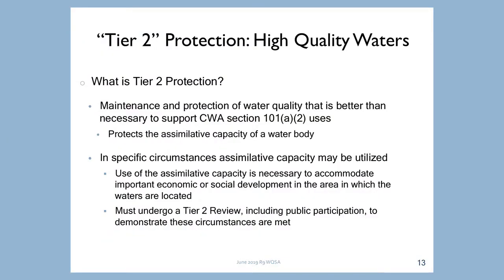Okay, so in specific situations, the assimilative capacity may be utilized if it is necessary to accommodate important economic or social development in the area, and if there's been a tier 2 review, including public participation, to demonstrate that it is in fact necessary to accommodate.